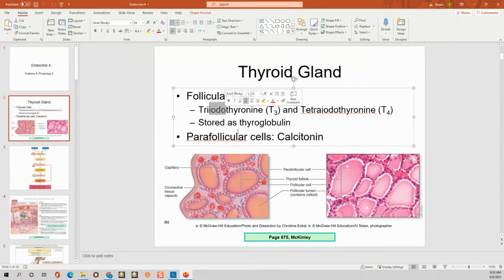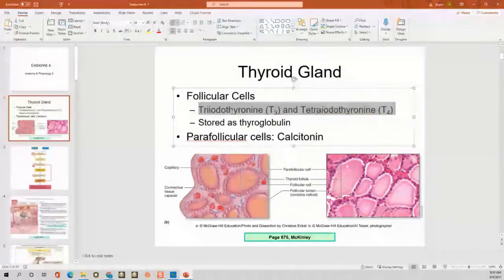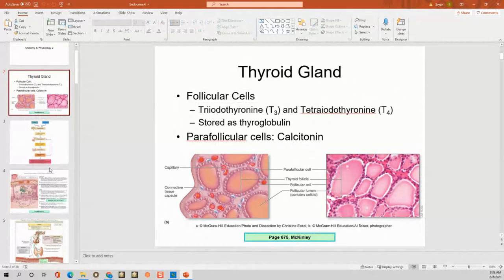For instance, what does this iodo stand for in both triiodo and tetraiodo? It tells us iodine. So tri, 3 iodines, tetra, 4 iodines. In addition, what classification of hormone is thyroid hormone? Is it a steroid, a biogenic amine, or a protein? Good, it's a biogenic amine.